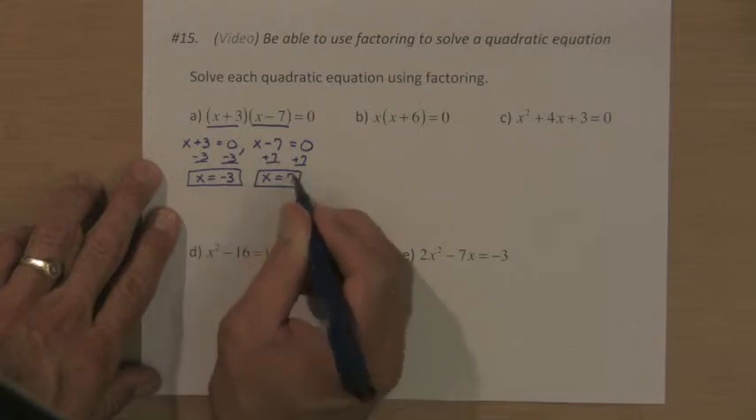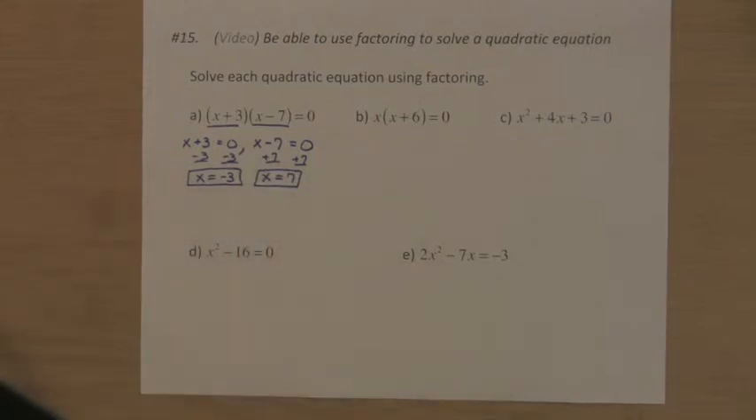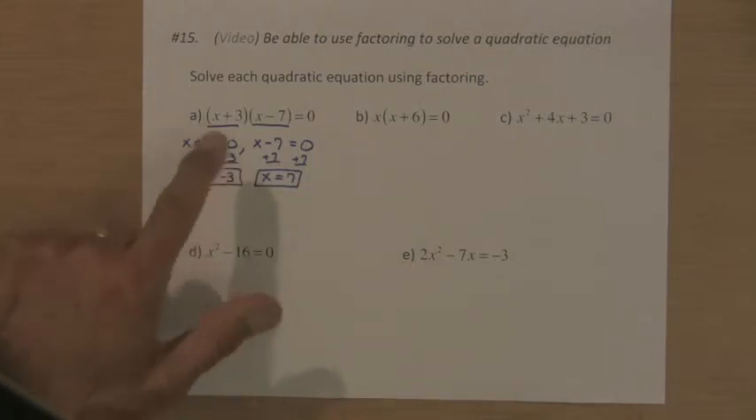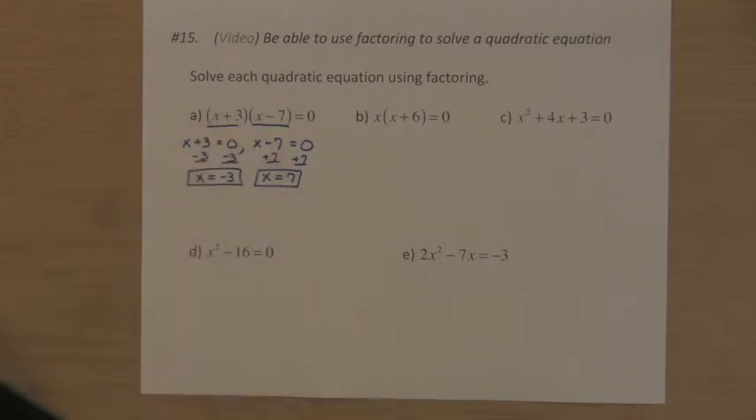So I have two solutions for this equation. If I put in x is negative 3 in both places for x, I'll get 0 for an answer, or if I substitute in 7, I'll get 0. So my two solutions are negative 3 and 7.